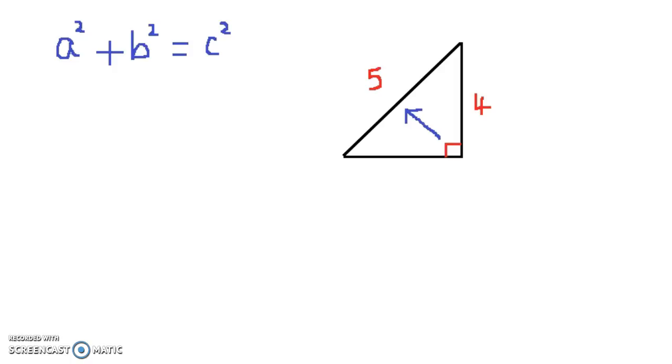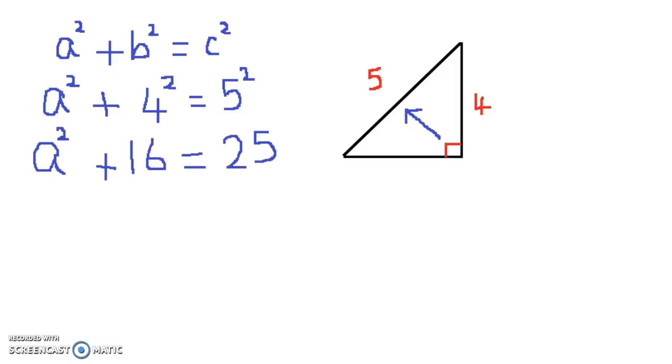It does not matter if you use A as the missing side or B as the missing side, since they're both being added. So I will write the equation again by plugging in the numbers for the given sides. So I know 5 is the hypotenuse, so I will plug that in for C. And I know that the missing leg is either the shortest A or the long side B. I will plug in 4 for B.